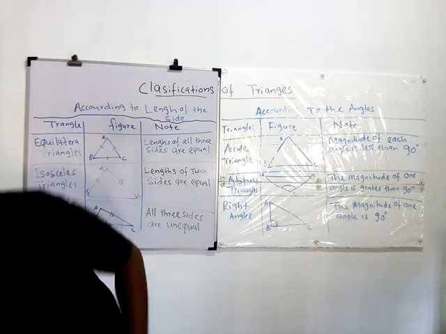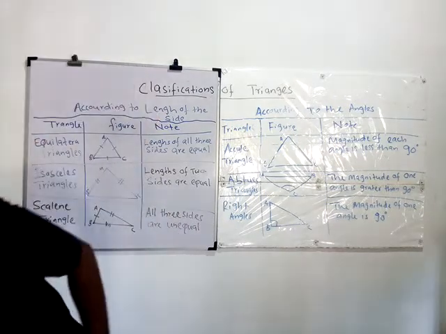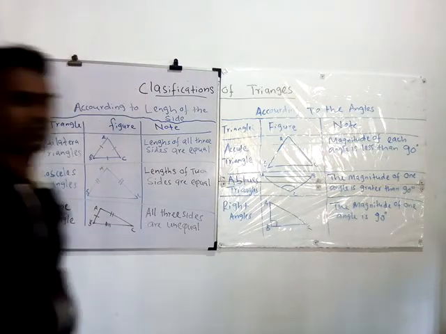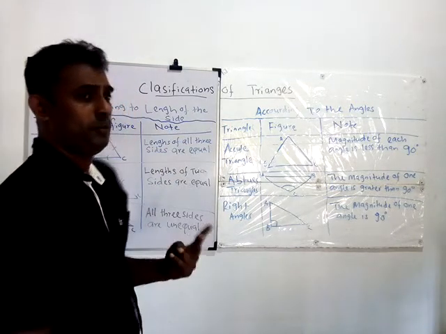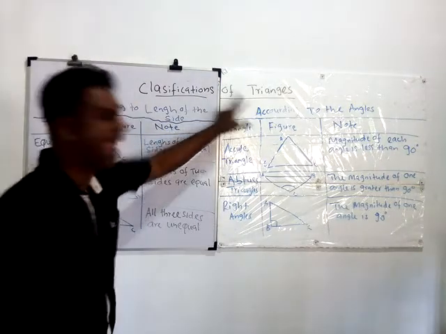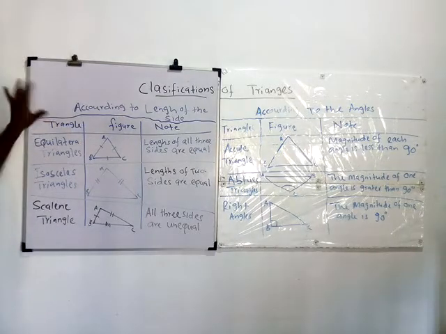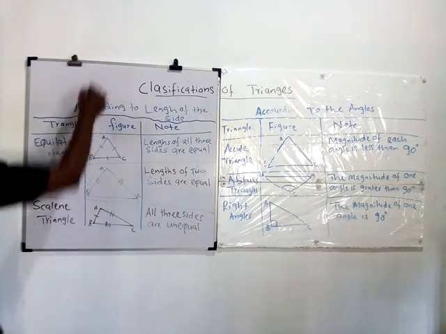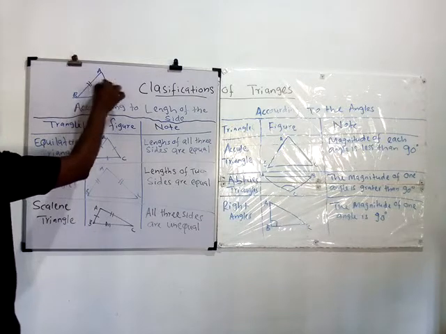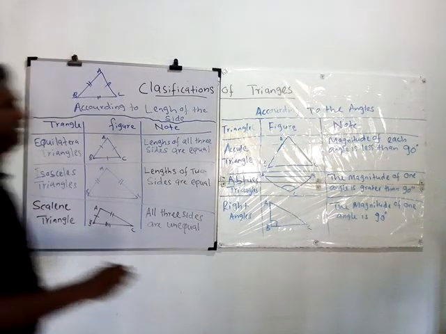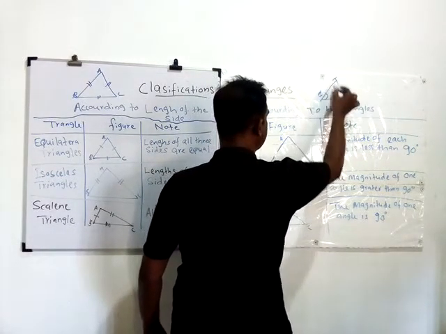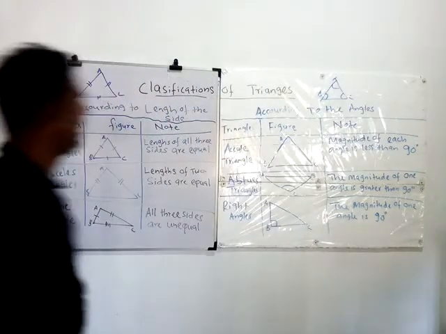Introducing triangles further, you want to identify the classification of triangles. Mainly 2 categories: according to the length of the sides, and according to the angles. This is a triangle ABC. These are the sides, and as well in this triangle ABC, these are the angles of the triangle.